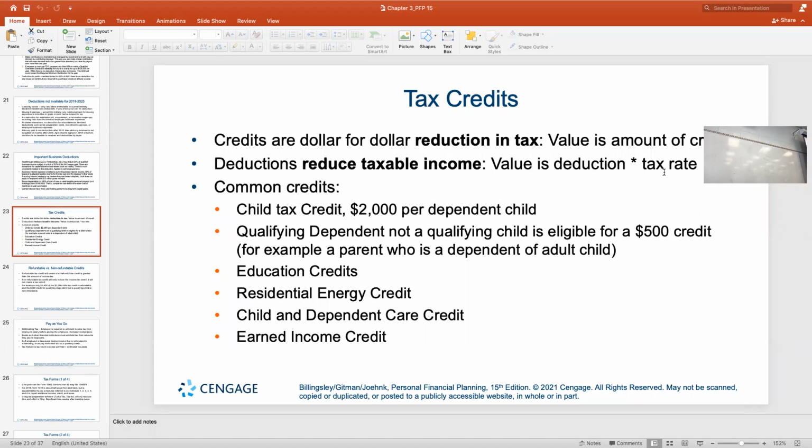If you contributed $1,000 to an IRA, you're in the 20% tax bracket, your deduction is not going to be $1,000. You're deducting the whole $1,000, but your tax savings is only going to be $200. So you're really spending $800 to get a $200 savings on your taxes. A credit is dollar for dollar.